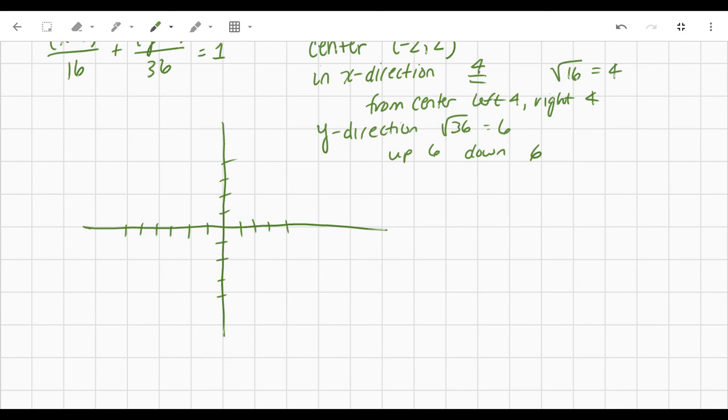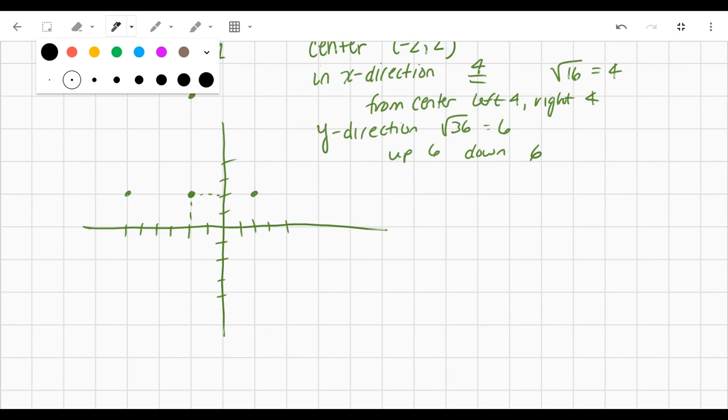Okay, so the center is at -2, +2. So right there. And then in the x direction, I'm going to move 4 to the right, 4 to the left. In the y direction, I'm going to move up 6, down 6. And there is, oops, I moved. Yeah, I went too far there.